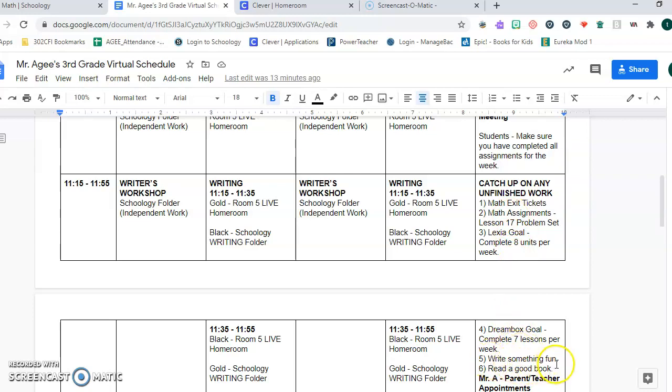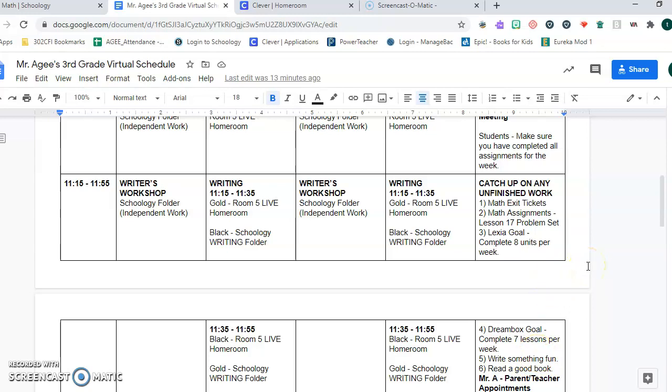you can always write something fun. Work on a writing project you've been working on. Do a new writing project. Or read a good book. These last 2, 5 and 6, are choices. You don't have to do them in order. And these are the instructions that take you all the way up to your lunch period at 11:55.